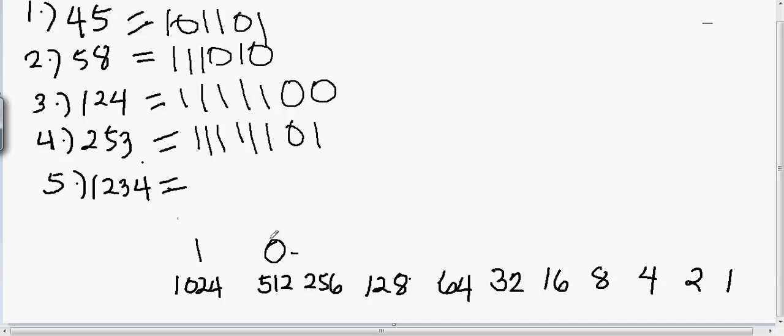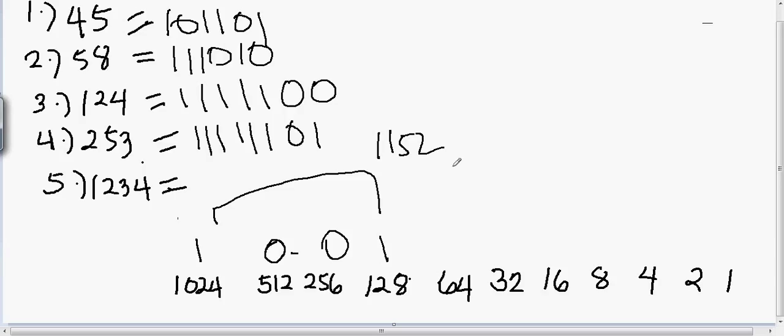How about 256? No, because it will be over 1234 again. So let's mark this 0. How about 128? Yes, because if we add 1024 to 128, we will get 1152. Okay, so what other number could we add to 1152 so we could get the correct answer?